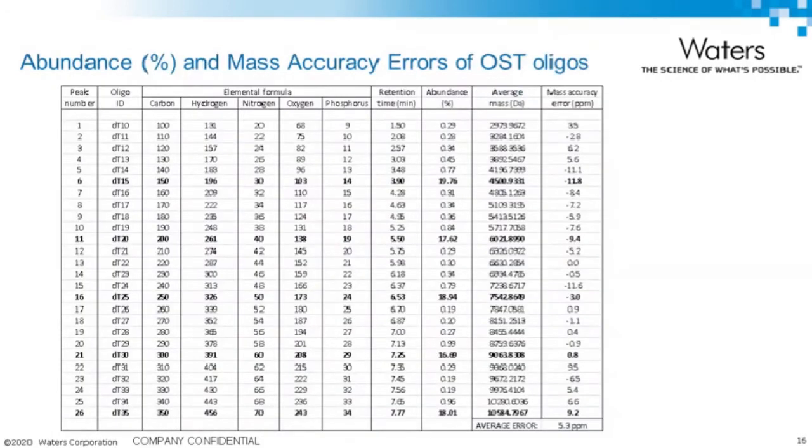In addition, for the example shown before, we have listed all the abundances calculated based on the peak areas, in addition to the average masses and the mass error. This table demonstrates that for a wide range of compounds, 26 oligonucleotides, the average mass accuracy was 5.3 ppm based on all these individual measurements.